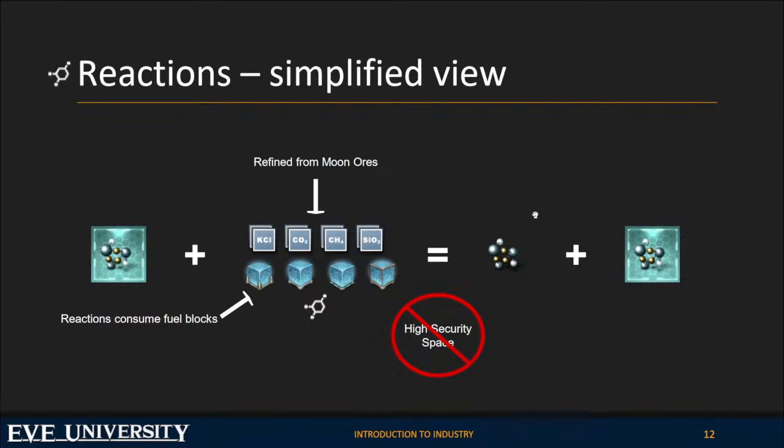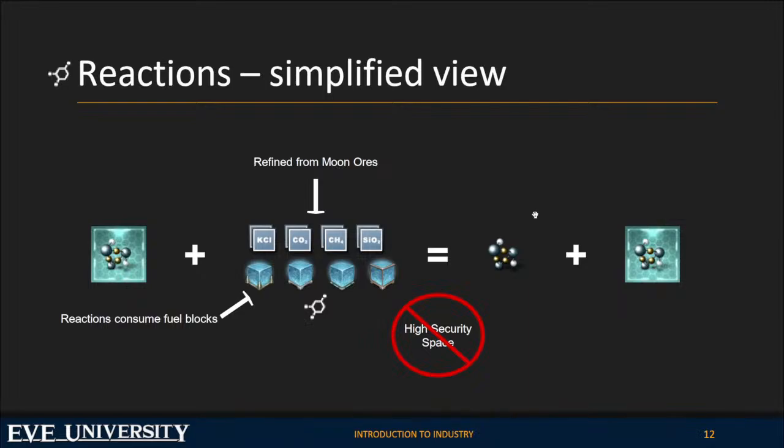So another specific thing you can do in the industry window, again, as I said before, there are different slots for this as well. If you look at the industry window, there are slots for manufacturing, slots for research and invention, and slots for reactions. All of those slots have corresponding skills as well, of course, to raise them.